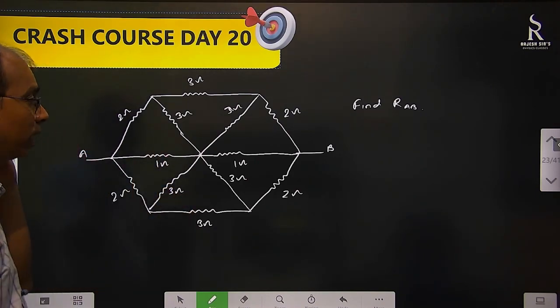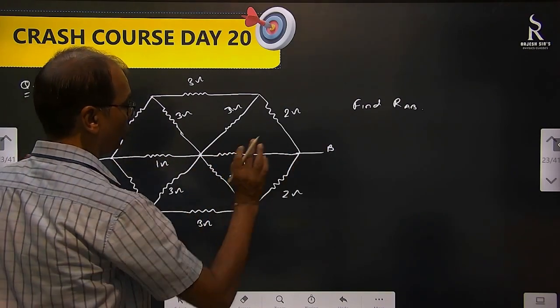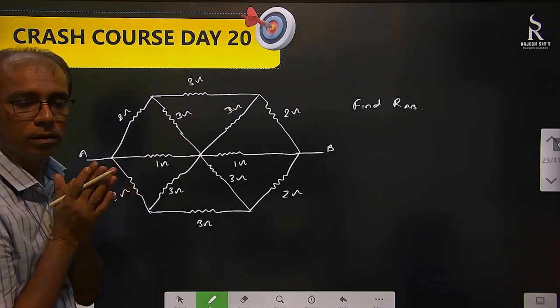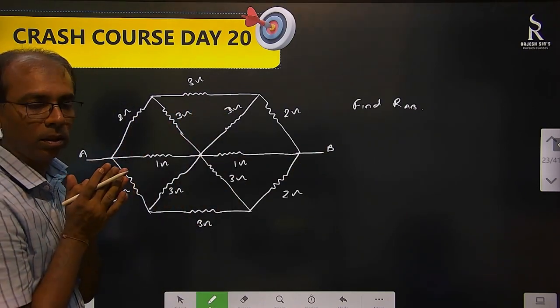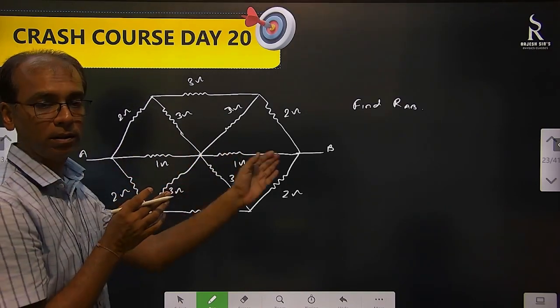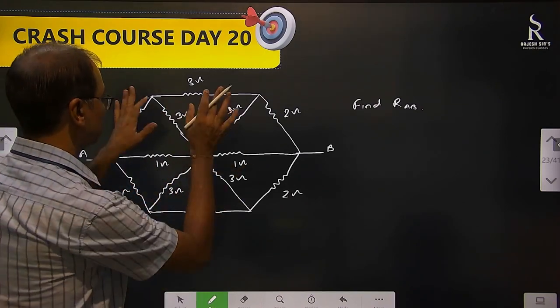In symmetry, we have two types of symmetry. There is a symmetry about this line AB, about which we are finding the resistance. So the below section and the above section are exactly identical. Okay. So if about the line about which you are finding the resistance, above and below are similar, then we can fold it. Just fold it up.